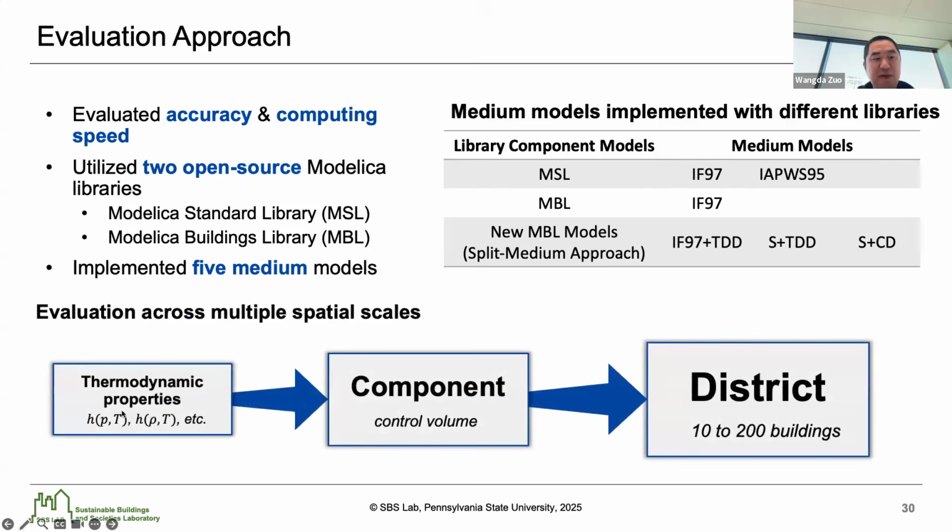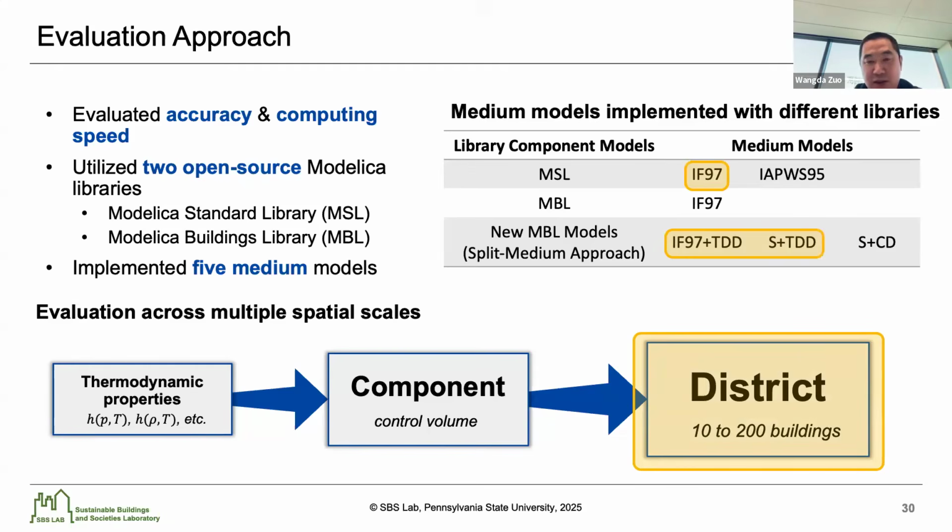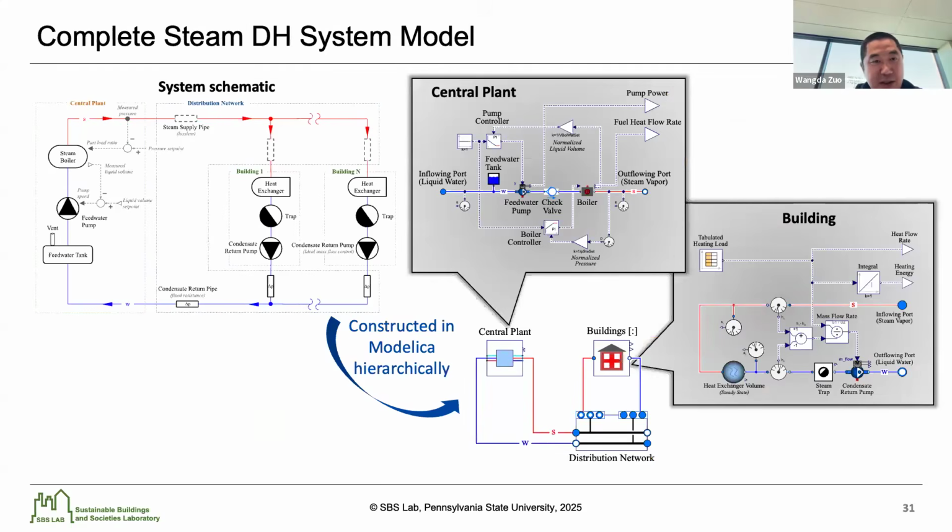So then we compare first the thermodynamic property, make sure it's physically correct. And then we can pack them as control volume. Then we can scale them to district with 10 to 200 buildings. This is meant to evaluate the computational performance. So yeah, the rest I just show the comparison of the 3 representative models I mentioned.